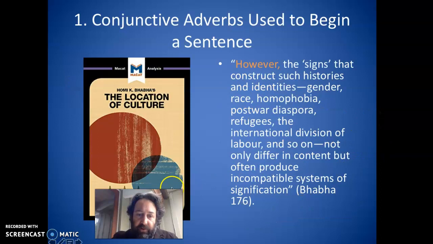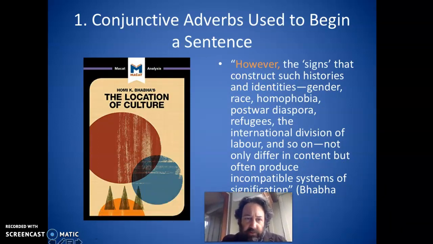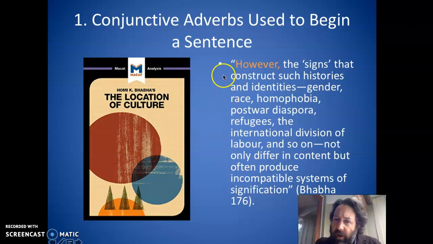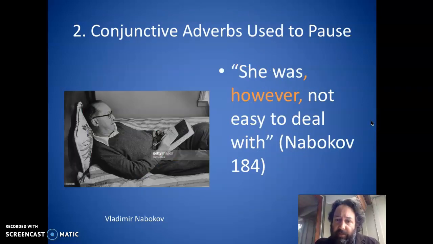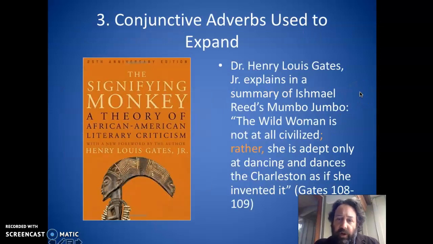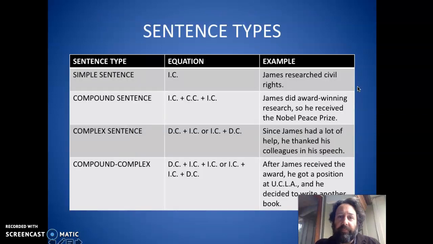And we have some examples here. This is Homi Bhabha. However, right, the signs that construct such histories and identities, gender, race, homophobia, post-war diaspora, refugees. So he's opening it with the conjunctive adverb there. This is from Nabokov's Lolita. She was, however, not easy to deal with. Well, neither was he. And then we have this example here. This is from Dr. Henry Louis Gates's book. We have the semicolon, conjunctive adverb, comma used there to bring those together.